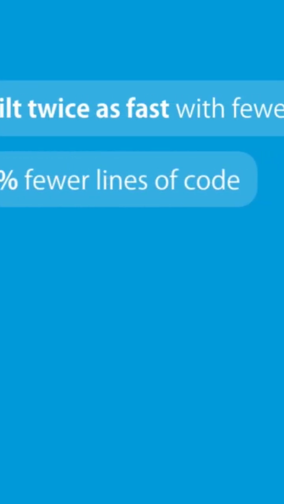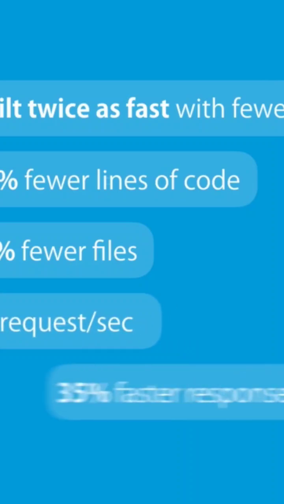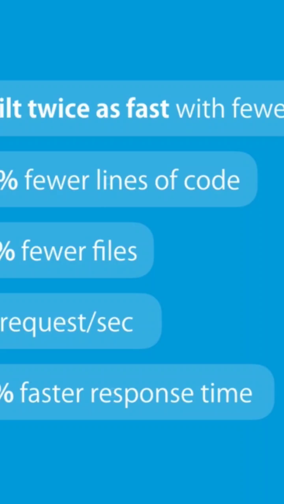It's used in production by large companies such as PayPal, Uber, Netflix, Walmart, and so on. In fact, at PayPal, they rebuilt one of their Java and Spring-based applications using Node, and they found that the Node application was built twice as fast with fewer people, in 33% fewer lines of code, and 40% fewer files. And more importantly, they doubled the number of requests served per second while decreasing the average response time by 35%. So Node is an excellent choice for building highly scalable services.